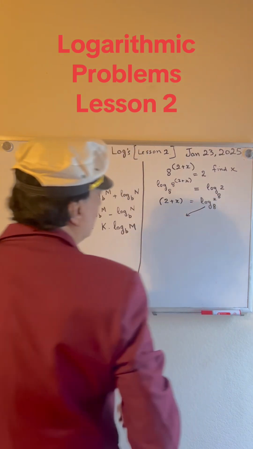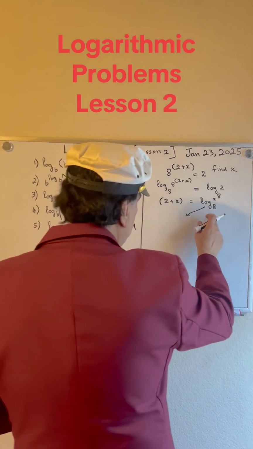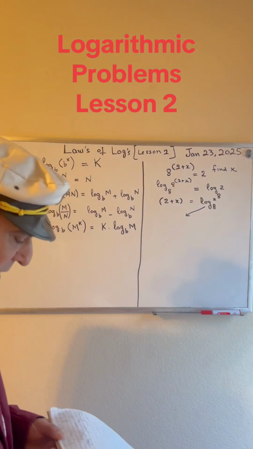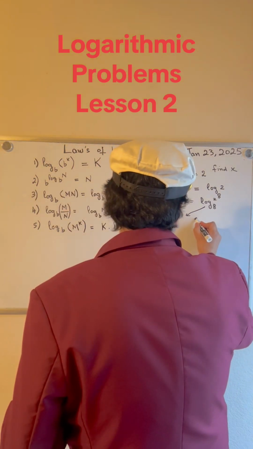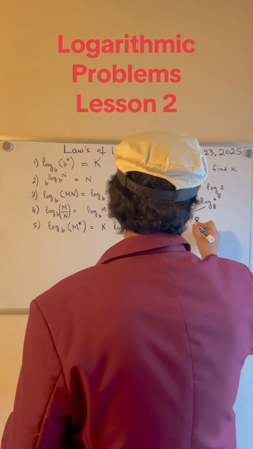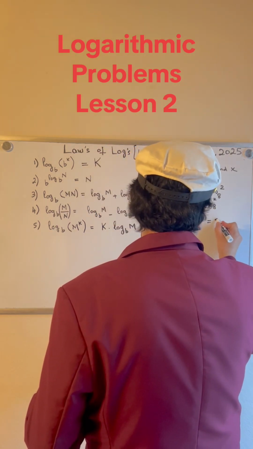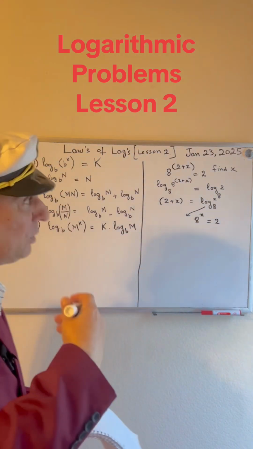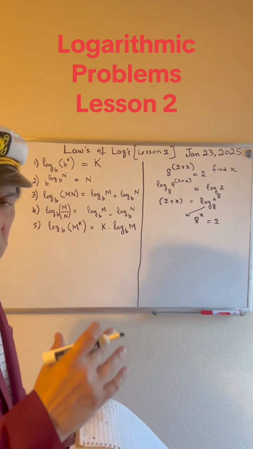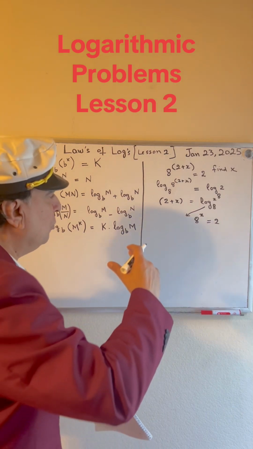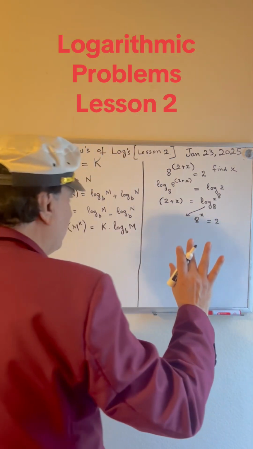Let me ask you this. Log base 8 of 2, what does that actually mean? What this basically means is that 8 raised to power x is equal to 2. That's what we discussed in the last section. We explained the mechanics behind logarithms. So 8 raised to power x is equal to 2. So far so good.